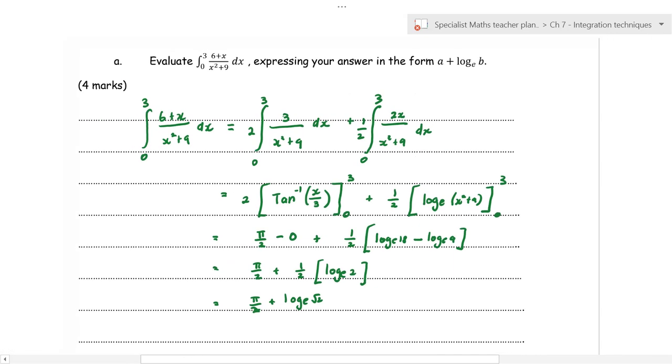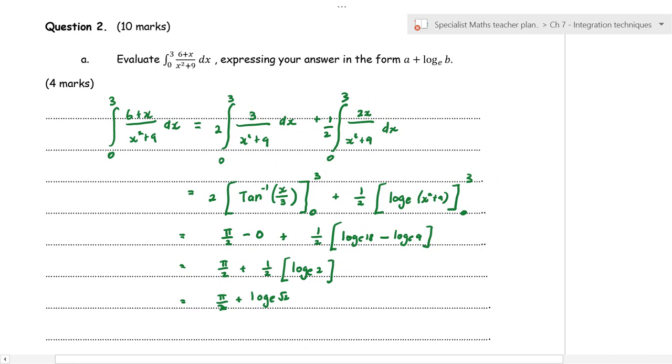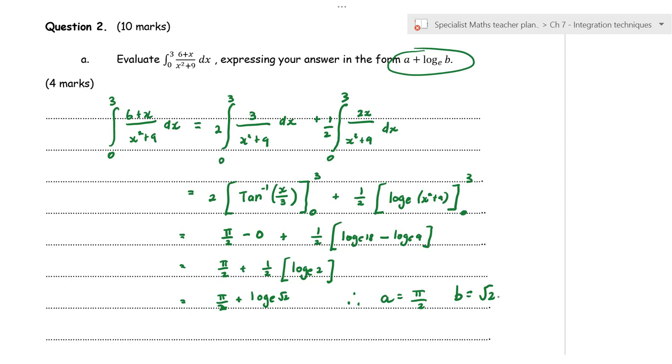Now, doesn't it say here, in the form? So can you see there it says in the form a plus log e of b. So therefore, we can say that a is equal to pi on 2 and b is equal to root 2. If you stopped there, that would be okay for most questions. But you've got to carefully read the question. This form is when b is equal to root 2.